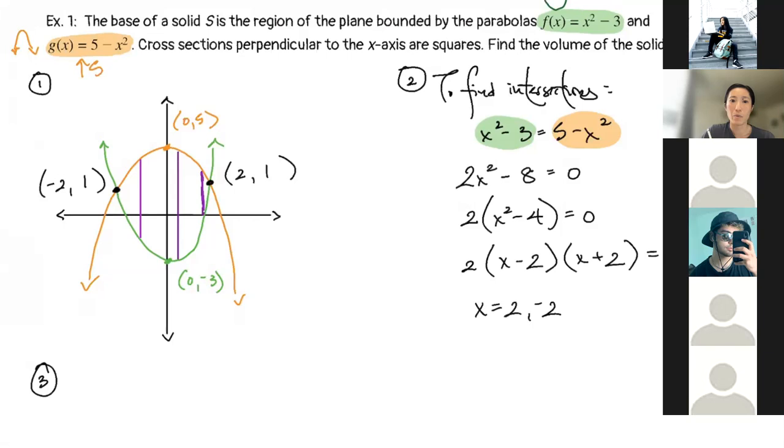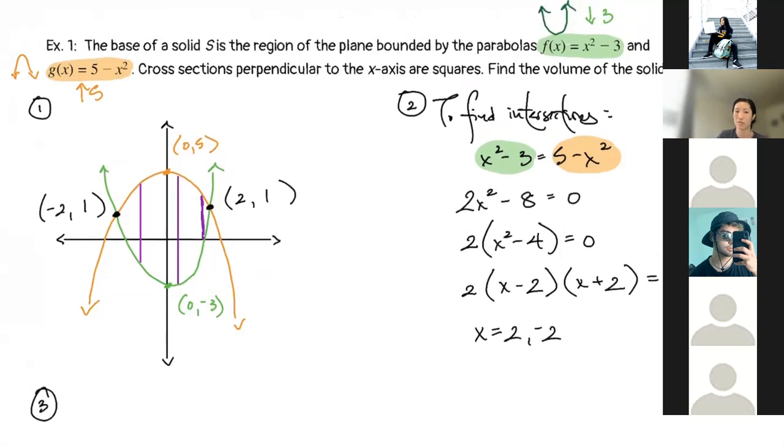Now, these lines, what do they represent in our question? What do these purple lines represent? Because on Monday, they represented one thing, but here they actually represent something else.